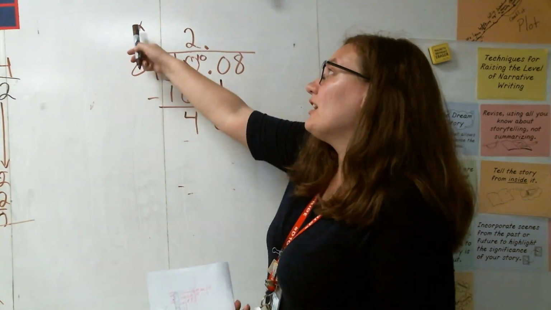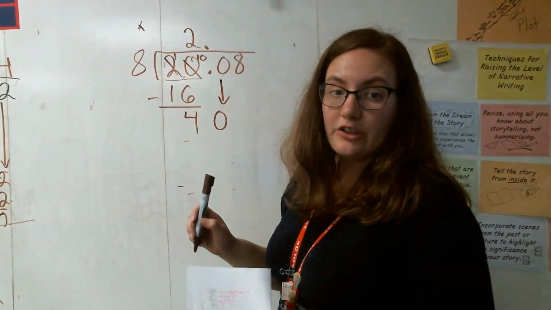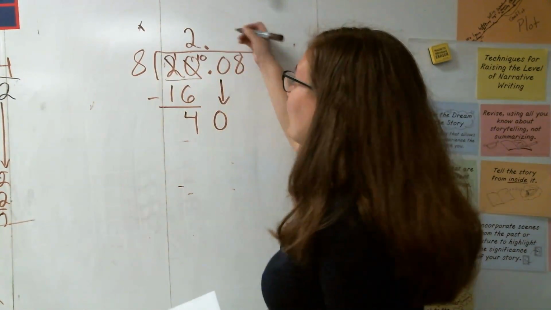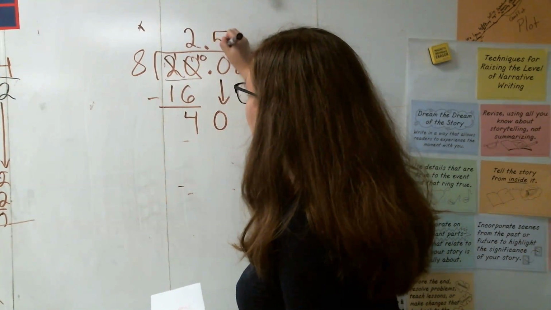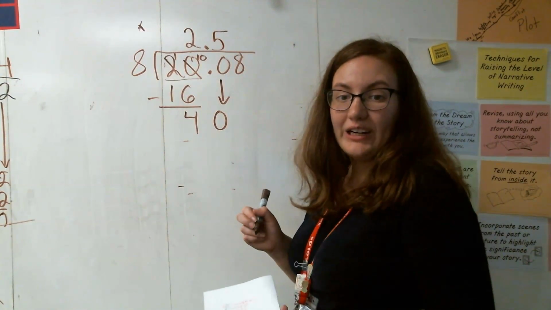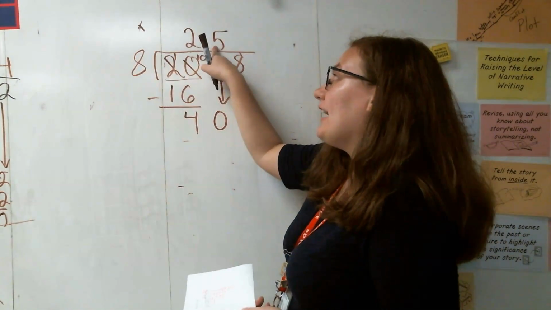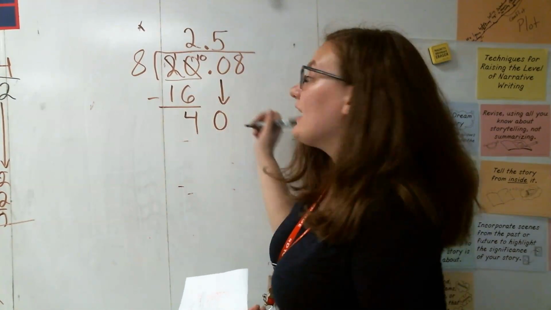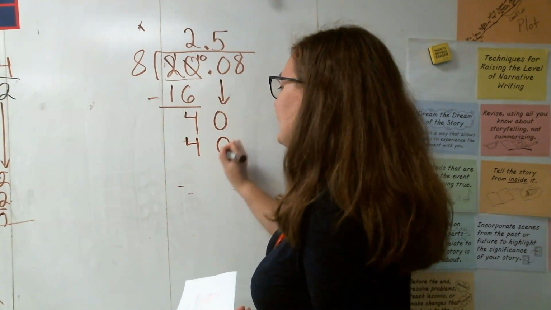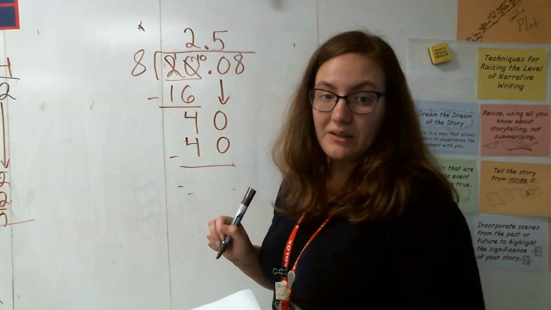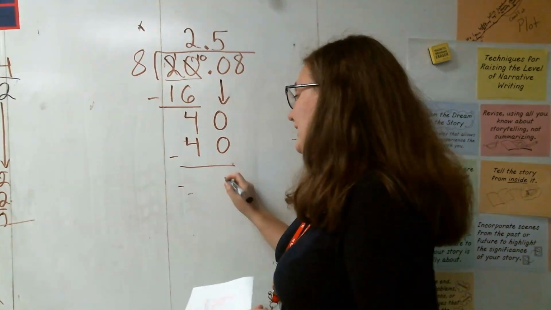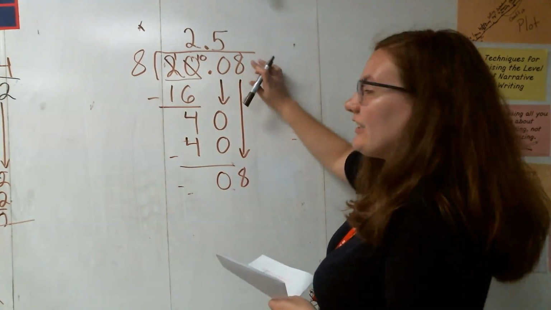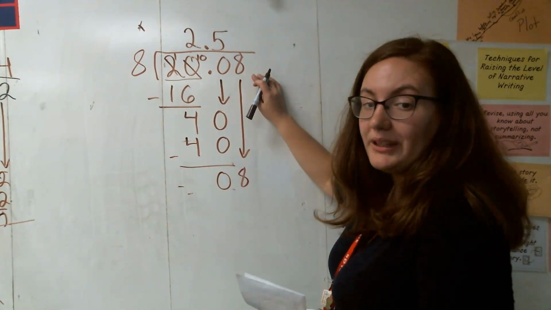So now I have 8 times what equals or is close to 40. So 8 times 5 is 40, so I'll just put the 5 up here, and then I'll complete the rest of my problem. 8 times 5 is 40, so I'll write the answer there. I will then subtract 40 minus 40 is 0, and then I'll bring down that 8 because I still have another place value that I need to complete.